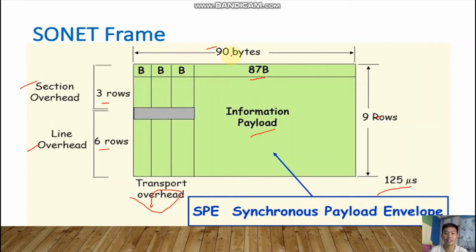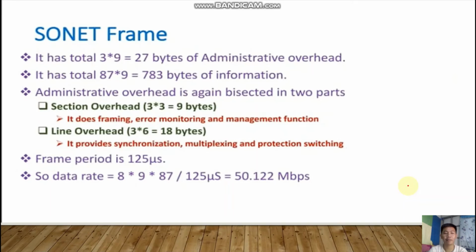So this is all about the SONET frame. It consists of 90 bytes and 9 rows. The first 3 bytes of each row is called the transport overhead. It is also divided into section overhead and line overhead, and it has a time period of 125 microseconds. The SONET frame has a total of 3 times 9 equals 27 bytes of administrative overhead. It has a total of 87 times 9 equals 783 bytes of information.